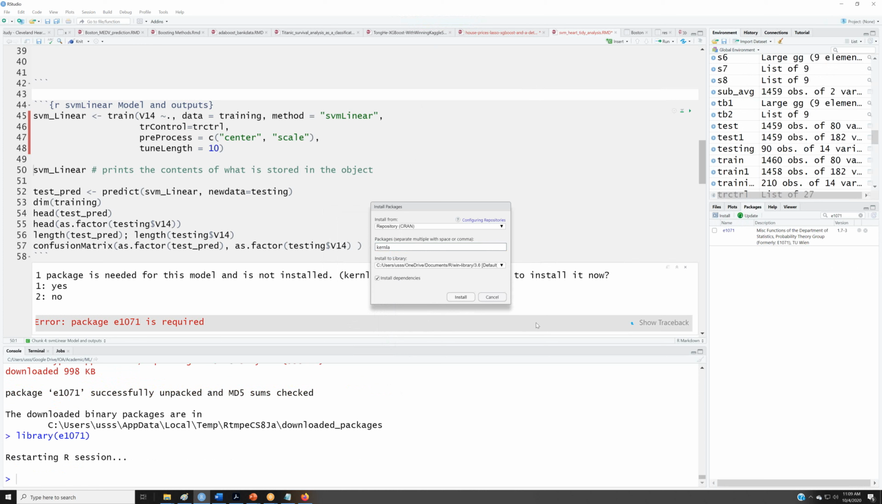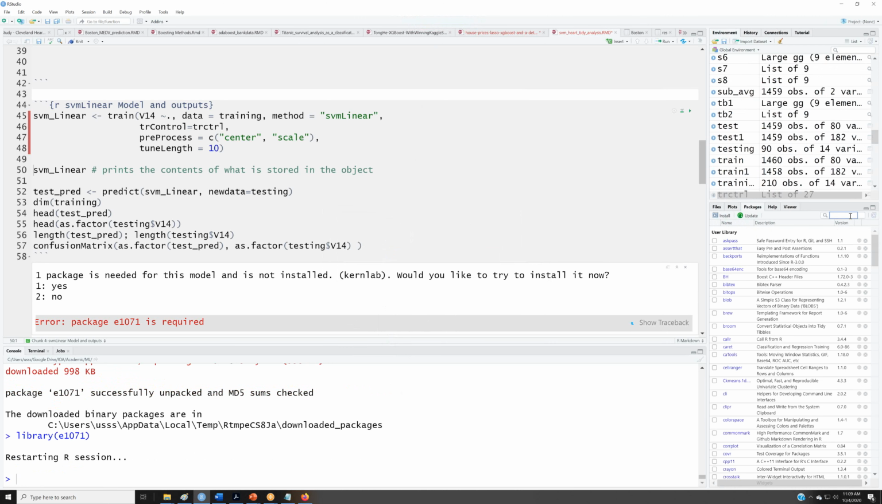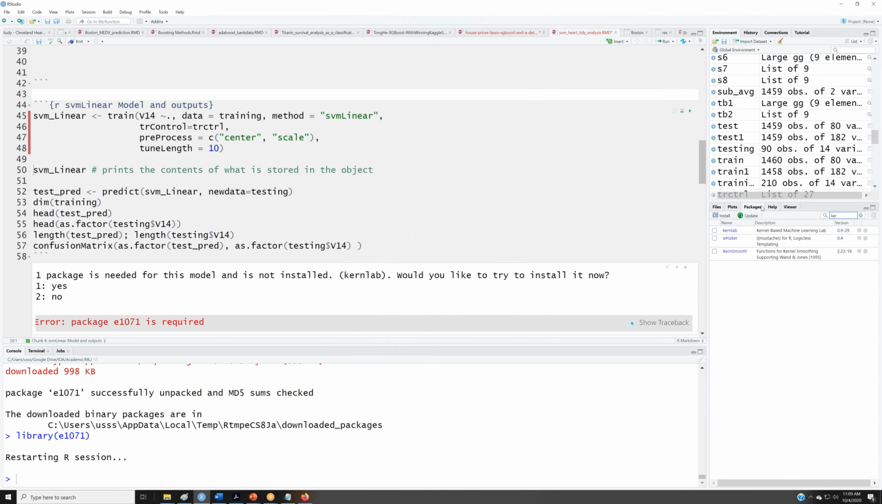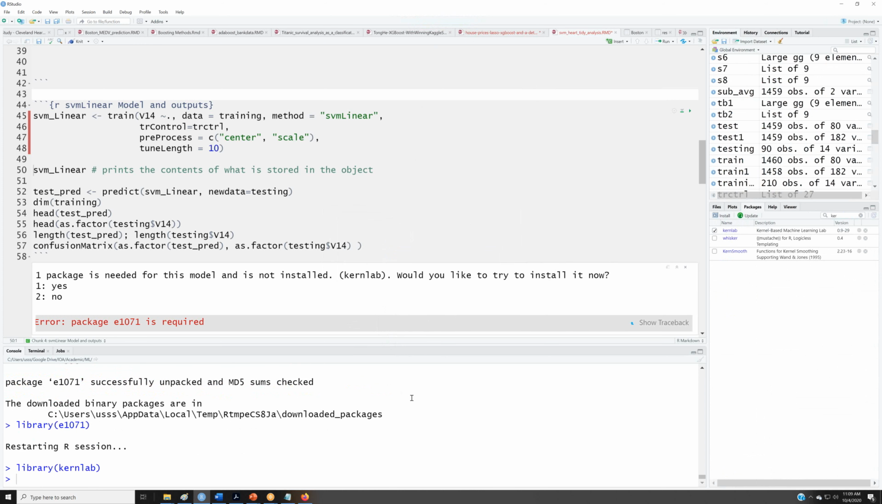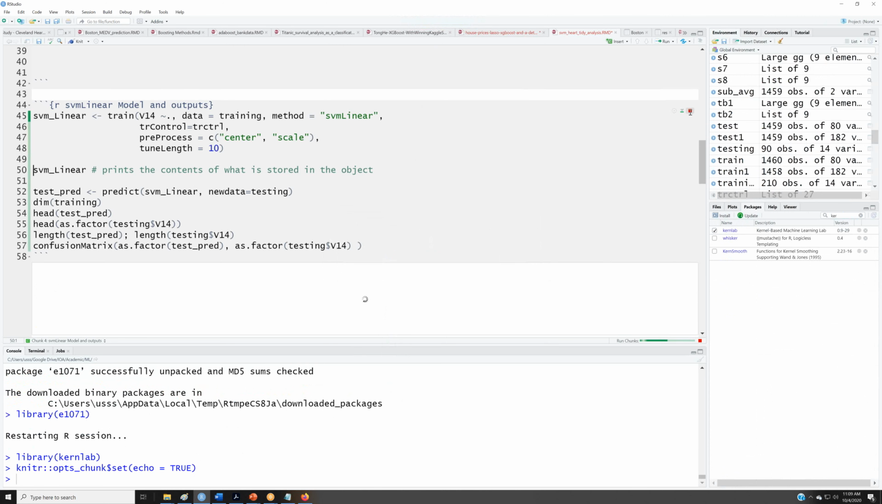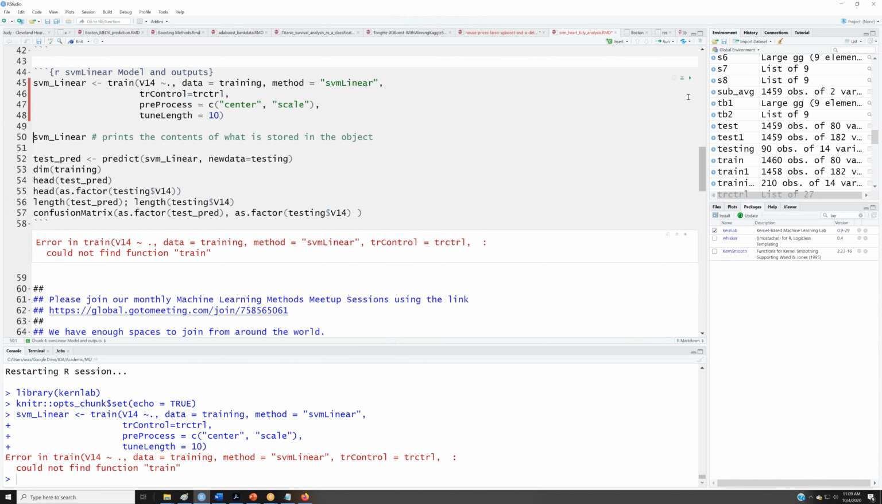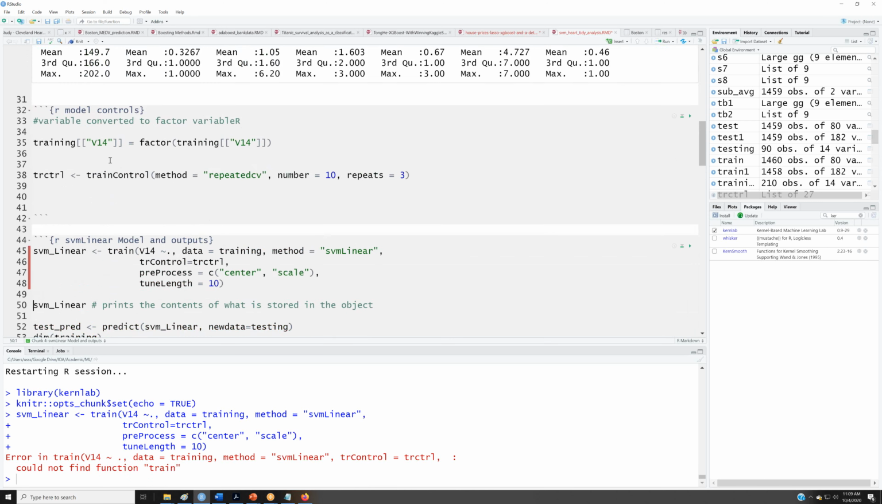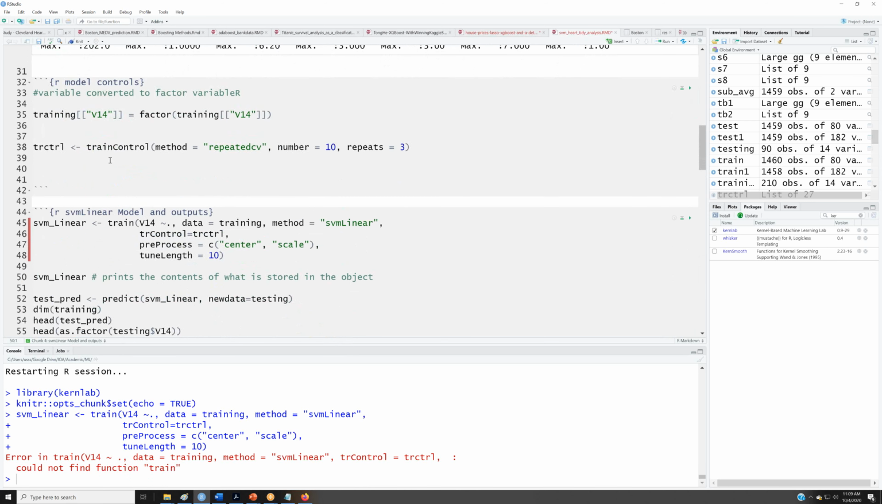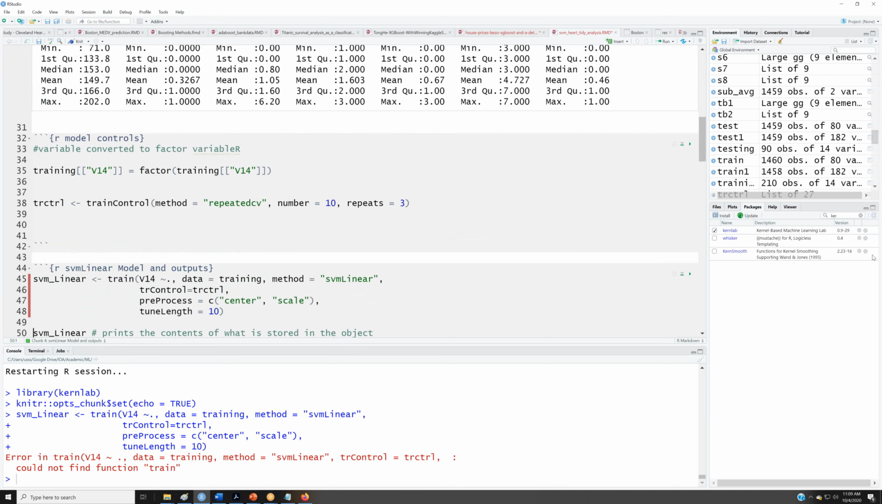That's the reason why it was saying restart. One moment. Yes, it's here. Okay, so that's done. Let's redo it one more time. I'm doing the whole thing now. Oh, what is this? Could not find function train. I thought I did library caret. I thought library caret is there.